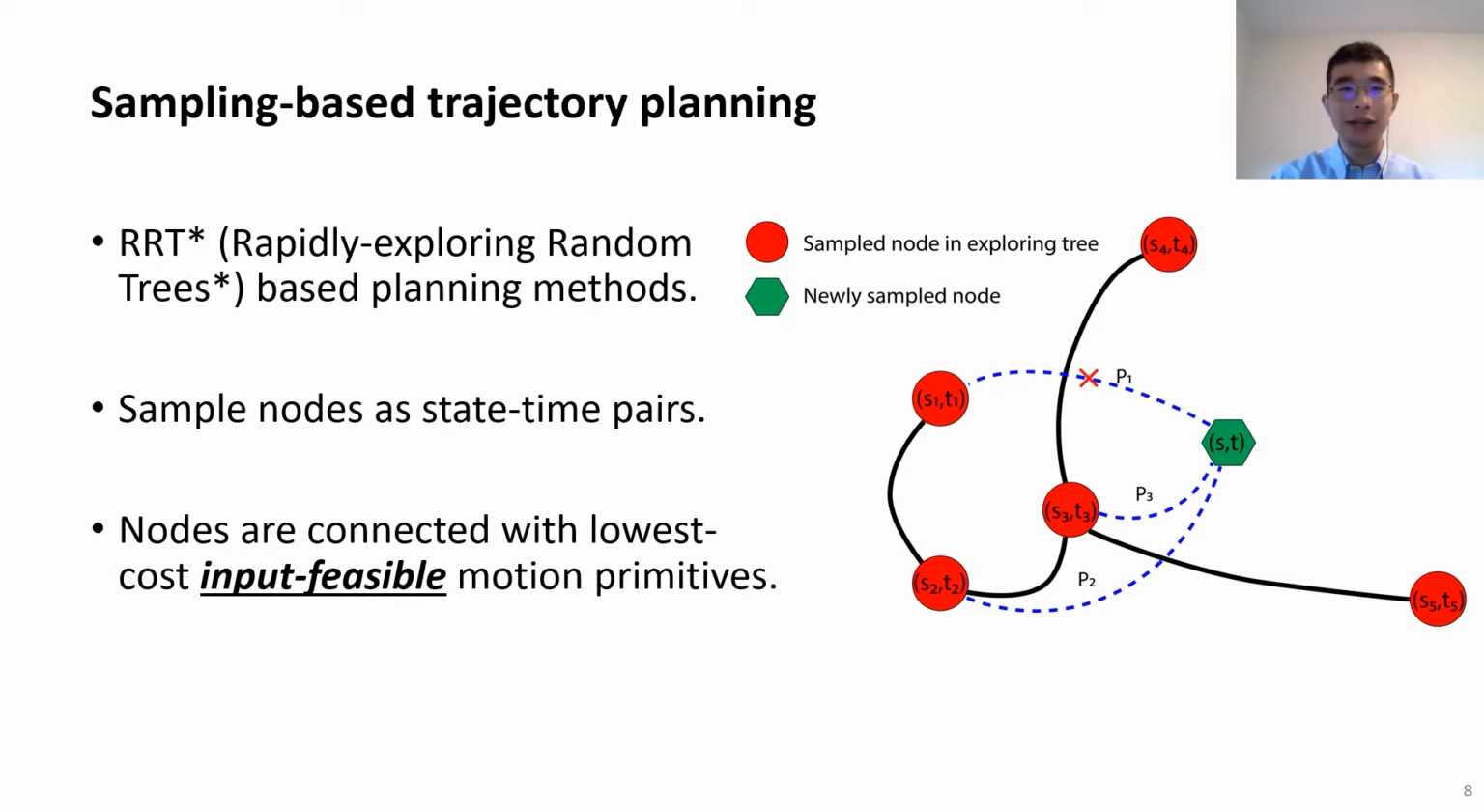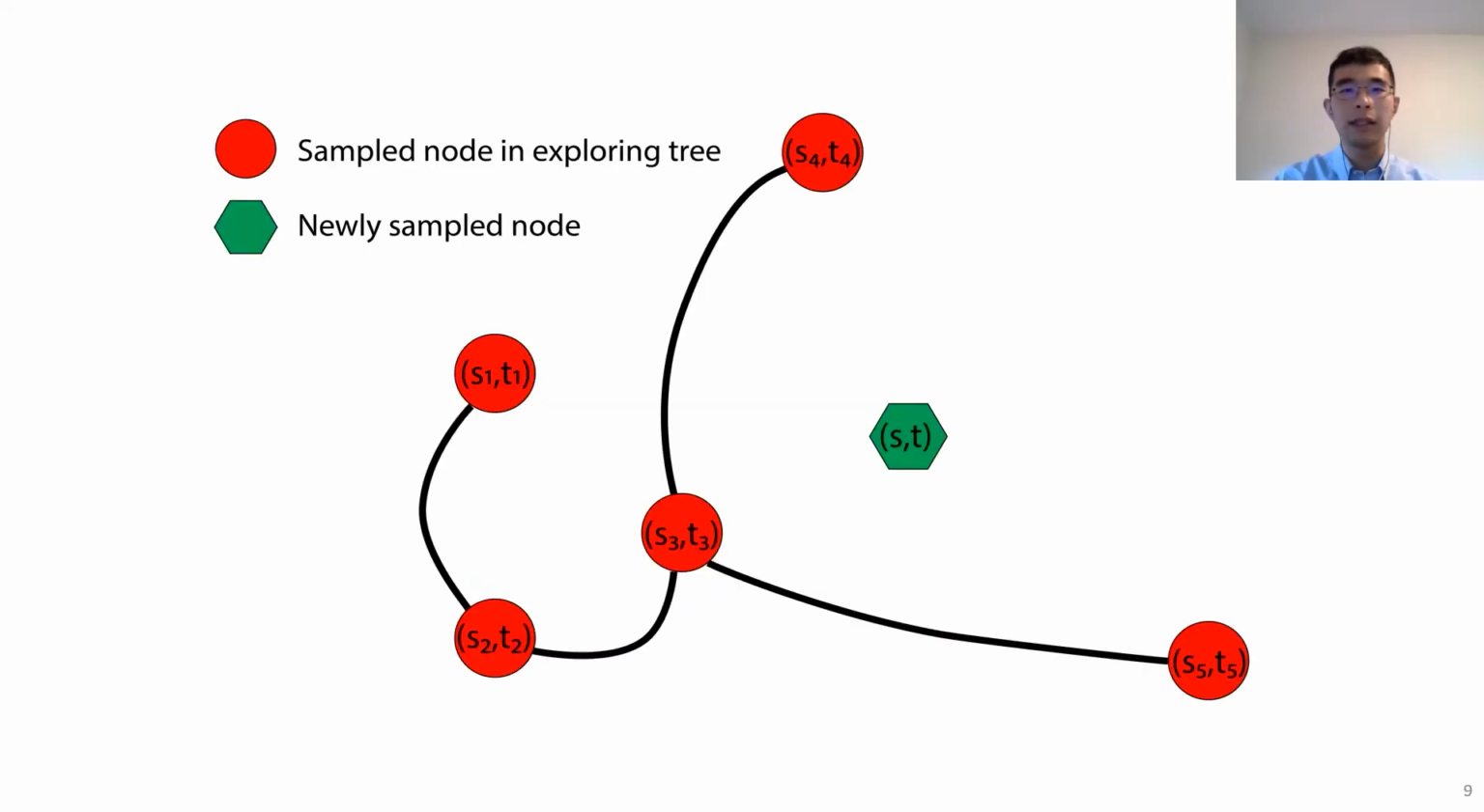Here, we use a quick example to go through the process to show how it works. Consider a planning step shown on the slide. The red circles are previously sampled nodes already added to the exploring tree, whereas the green hexagon is the newly sampled node.